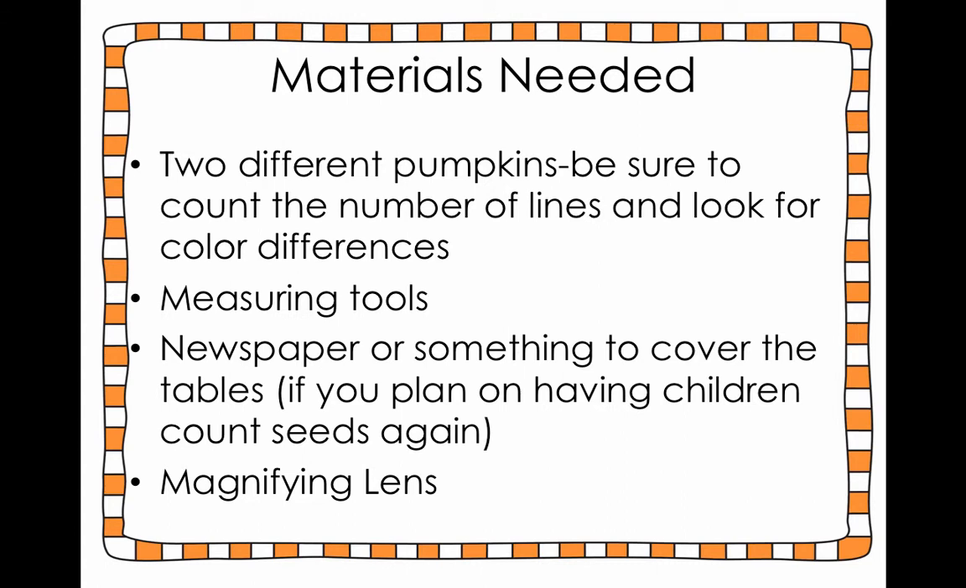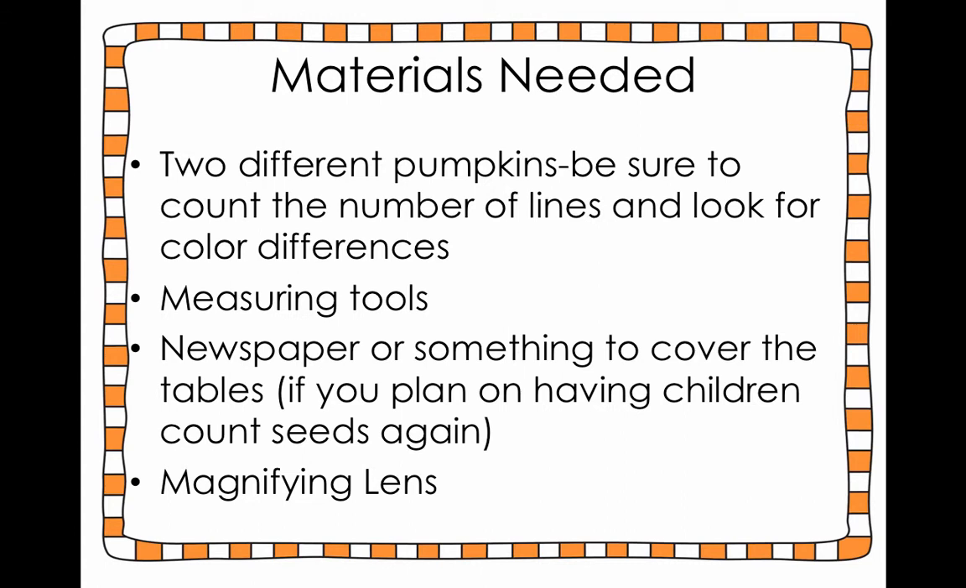You want to find 2 pumpkins that have 2 very different number of lines on them. Because in this lesson, students are going to be looking at the features that can indicate how long a pumpkin has been on the vines. And they're going to develop a testable question that ultimately gets at, if we change the number of lines, does that impact the number of seeds that we might find in the pumpkin? So you want to find pumpkins that are different colors and have different numbers of lines.